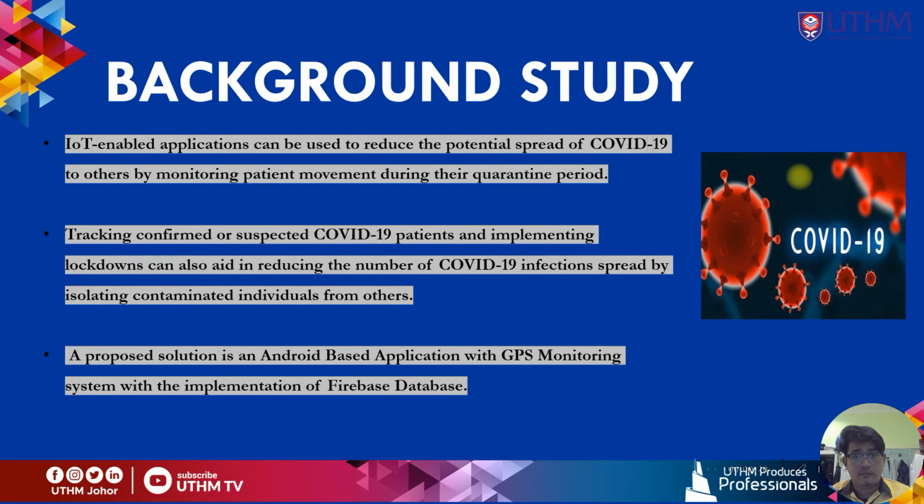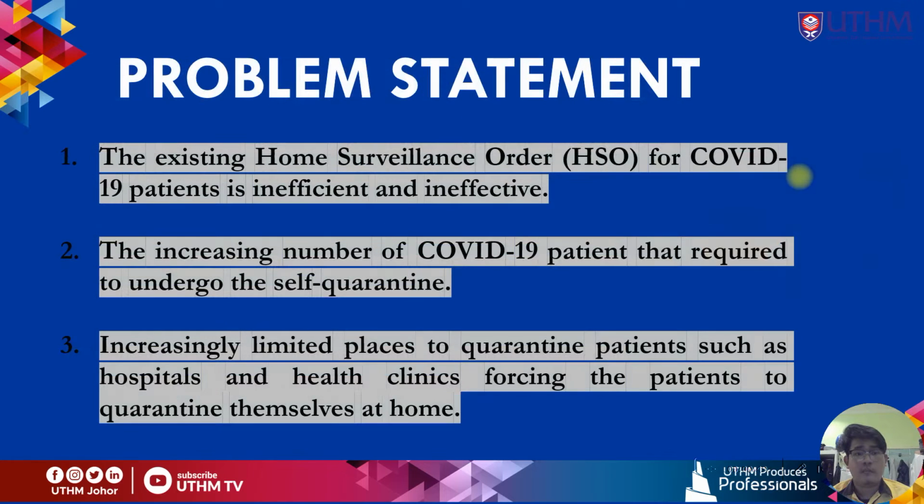For the background study of my project, an IoT-enabled application can be used to reduce the potential spread of COVID-19 to others by monitoring patients' movement during their quarantine period, tracking confirmed or suspected COVID-19 patients, and implementing lockdowns. It can also aid in reducing the number of COVID-19 infections by isolating contaminated individuals from others. A proposed solution is an Android-based application with a GPS monitoring system with the implementation of a Firebase database.